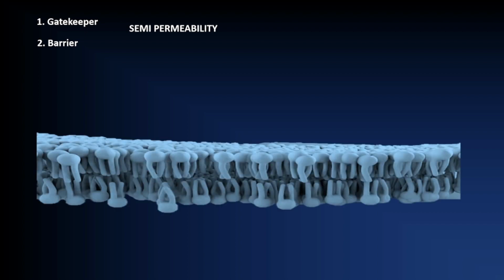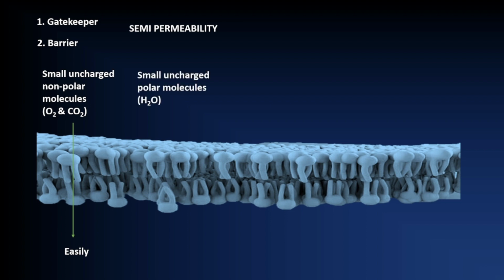Cell membrane separates the inside of the cell from the outside of the cell. This acts as a gatekeeper and barrier. Cell membrane is semi-permeable in nature. That means the membrane allows some molecules to pass across the membrane bilayer but not the others. Now let's understand which molecules can pass across the membrane and which molecules cannot. Small uncharged nonpolar molecules such as oxygen and carbon dioxide easily pass across the membrane because they are small in size and also nonpolar in nature.